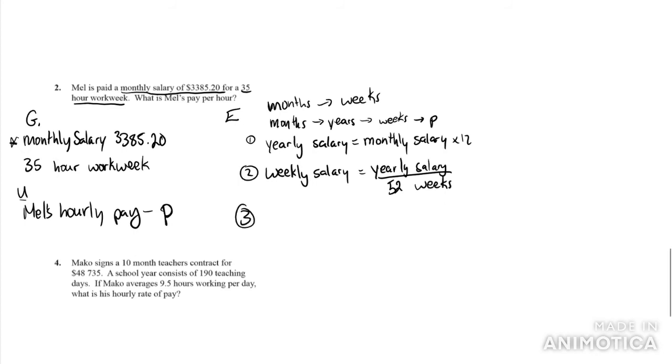And then lastly, my third equation is going to be my pay, so I'll call it P is equal to my weekly salary divided by my work week, or hours. So notice one of the important things here, each equation connects to the other one. So I've calculated yearly salary to solve for this one, and I've calculated weekly salary to solve for this one. So I need to go in order to solve the next one.